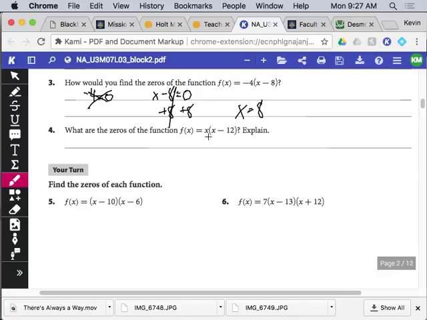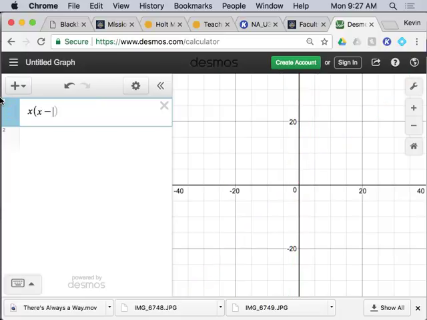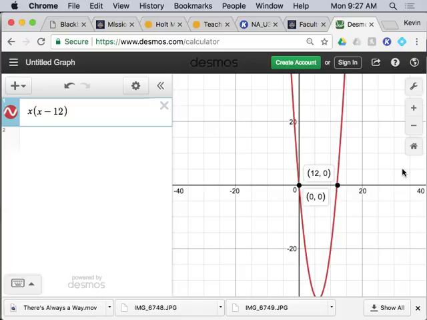But this one is a little bit different. This might confuse you as well. What are the zeros of the function f of x equals x times x minus 12? Well, again, just set them both equal to 0. Okay, x equals 0 and x minus 12 equals 0. This might confuse you because you say, oh, don't I have to add something or solve? Well, no. It's already solved. Your 0 is right there at x equals 0. And then solve for that one by adding 12 to both sides. And what would this look like visually? x times x minus 12. There are my zeros at 0 and at 12. Does that make sense?